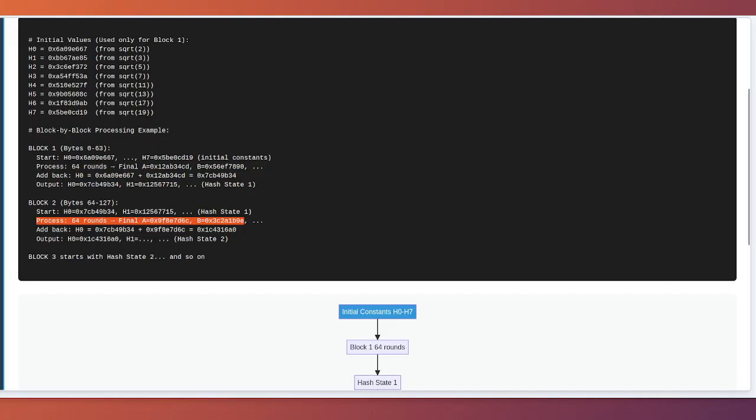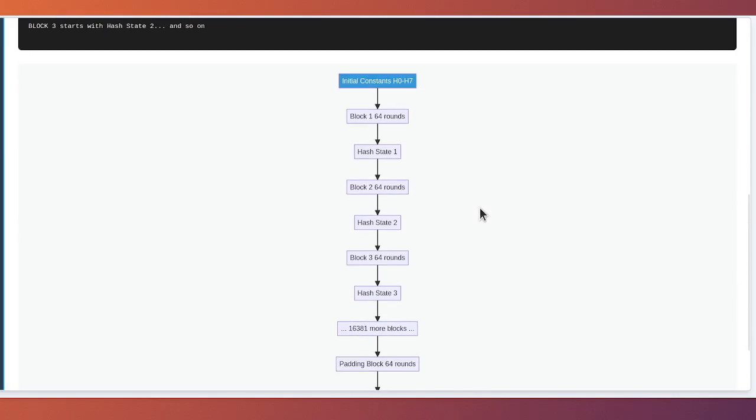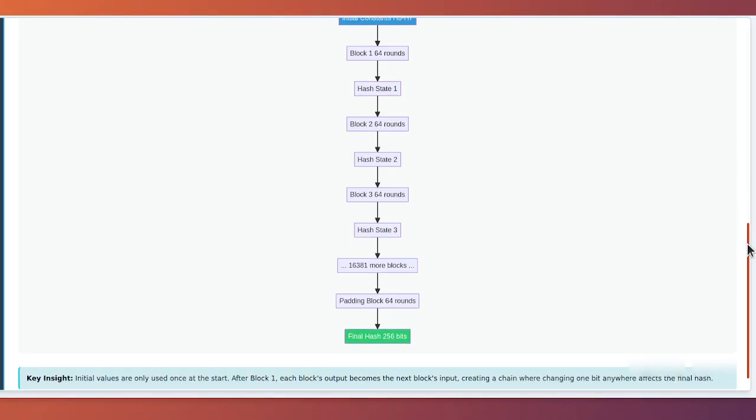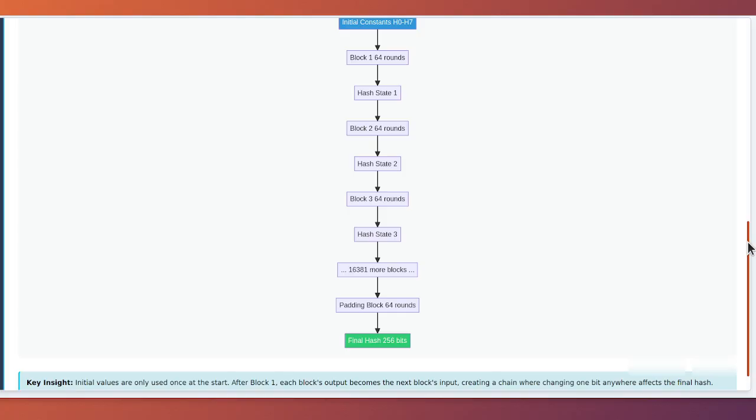After 64 rounds, we have new working variable values. Let's say A is now 0x, beginning with 9f, ending with 6c, and B is 0x, beginning with 3c, ending with 9e. We add these to our starting values for block 2, which, as you recall, were the outputs from block 1. The new H0 equals H0_1, which was hexadecimal beginning with 7c and ending with 34, plus the final A, hexadecimal beginning with 9f and ending with 6c. This result is hexadecimal beginning with 1c and ending with a0.